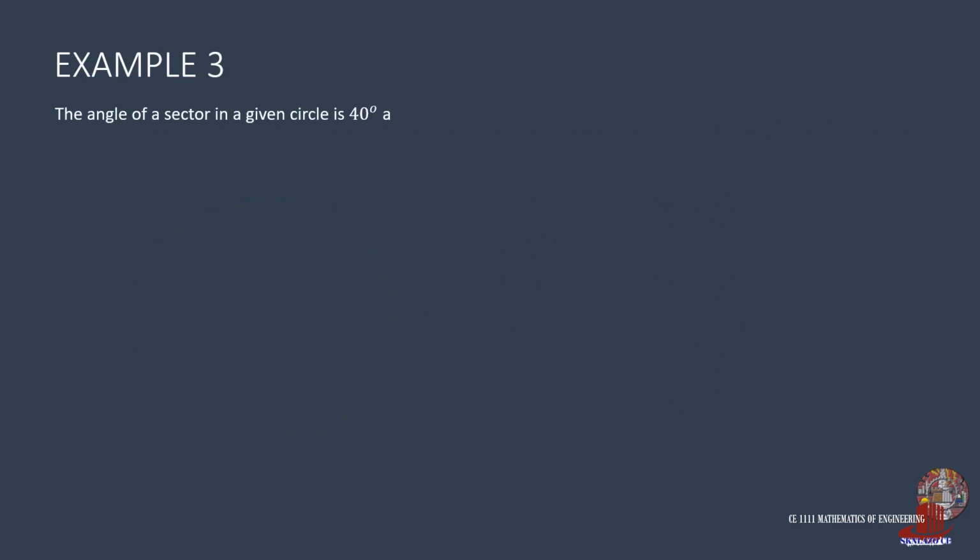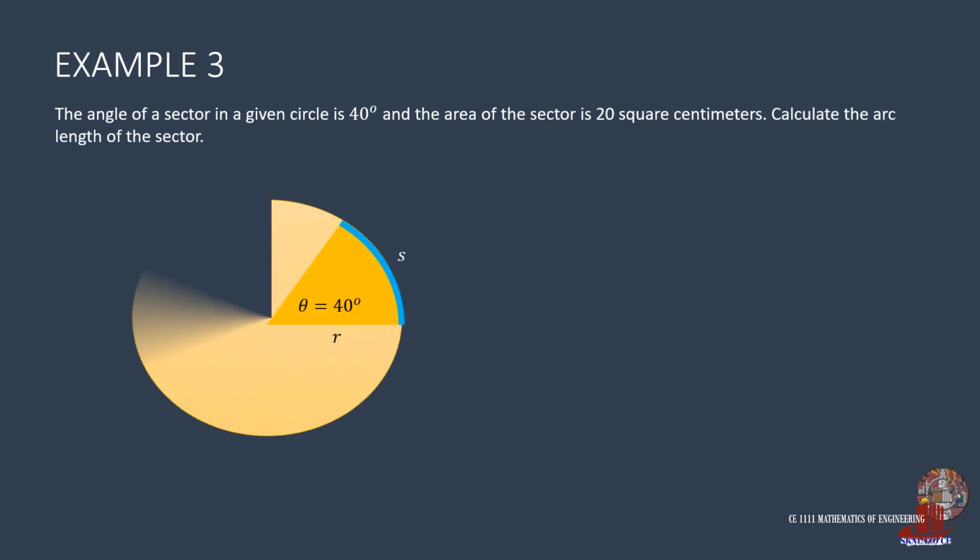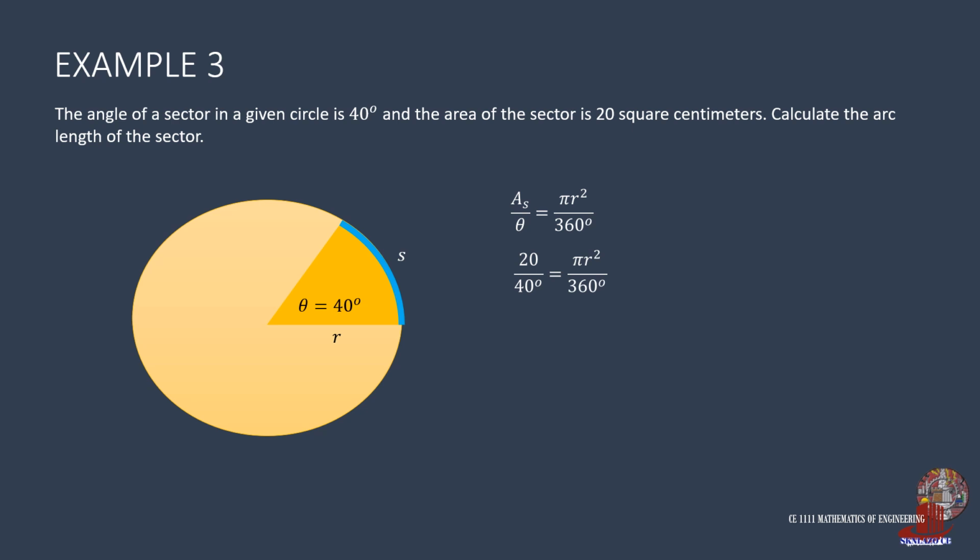The third example states the angle of a sector in a given circle is 40 degrees, and the area of the sector is 20 square centimeters. Calculate the arc length of the sector. Using ratio and proportion, plug in the given parameters and get 20 is to 40 degrees as pi r squared is to 360 degrees. Through cross multiplication, r squared is taken as 41.38 square centimeters, and r becomes 6.43 cm.